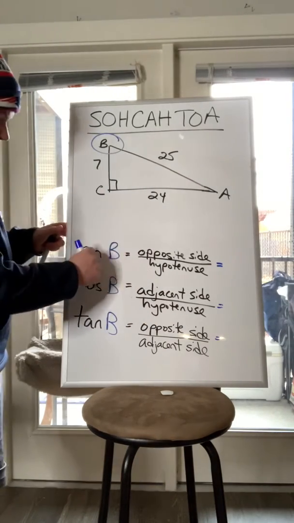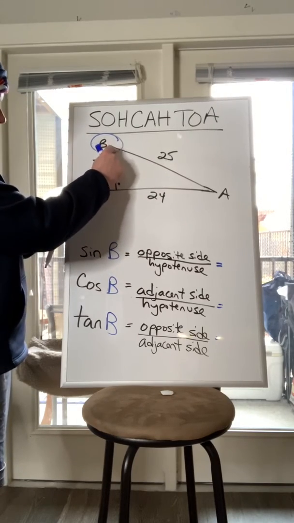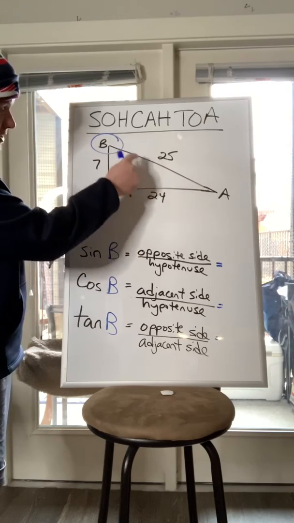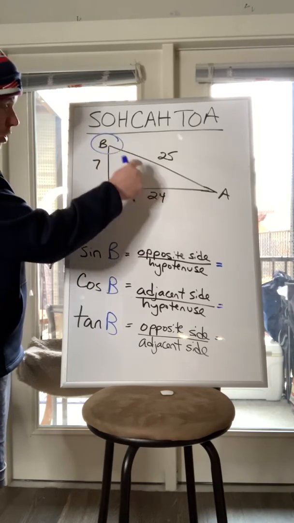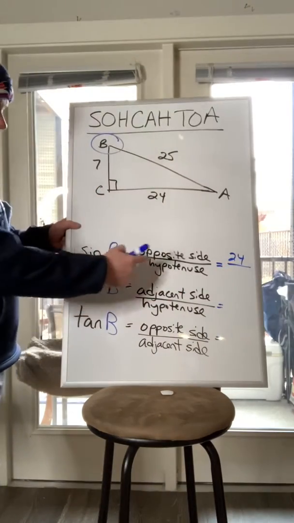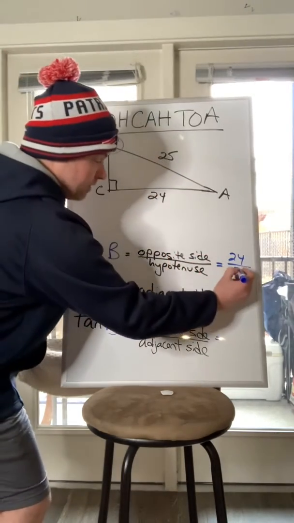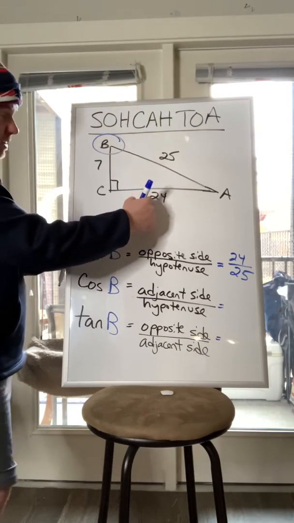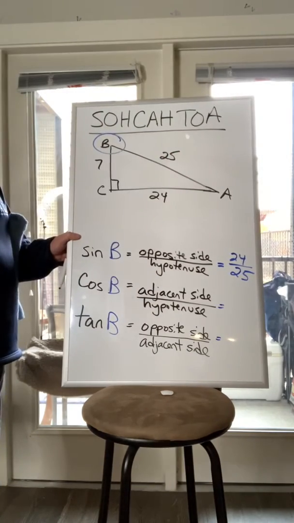Now, the sine of B, this is the angle we're talking about. So the opposite side would be 24. That's the side across from it. So the opposite side is 24. The hypotenuse doesn't change. It's still 25. But now the sine of B is 24, because that's opposite, over 25, the hypotenuse.